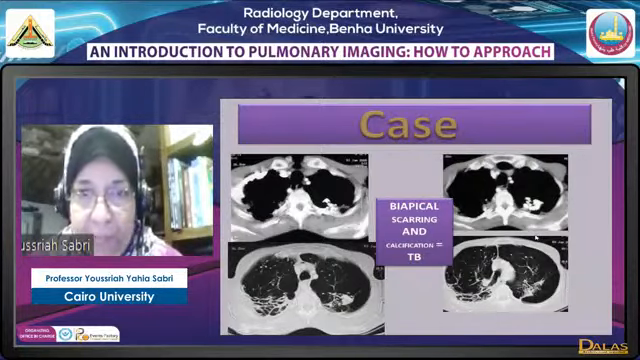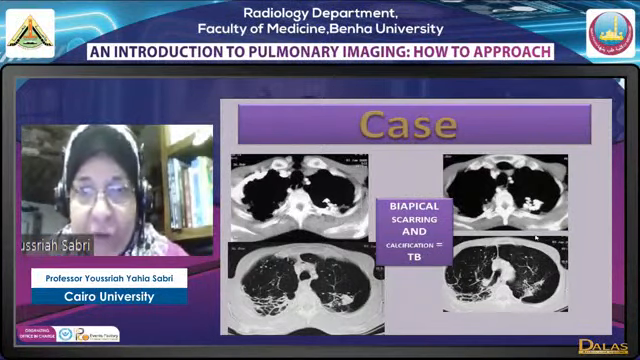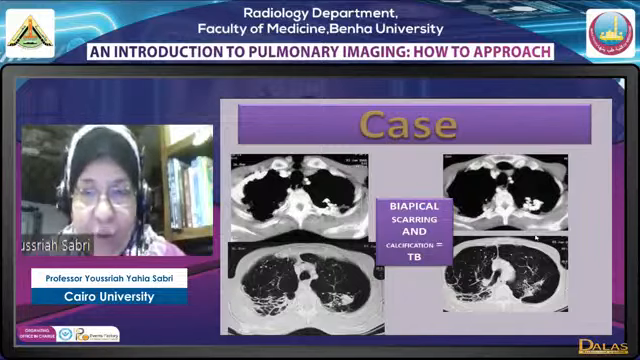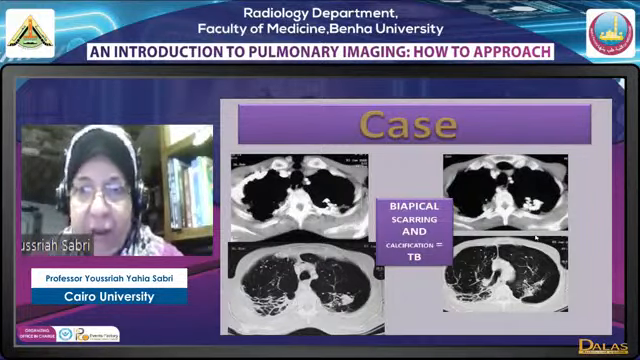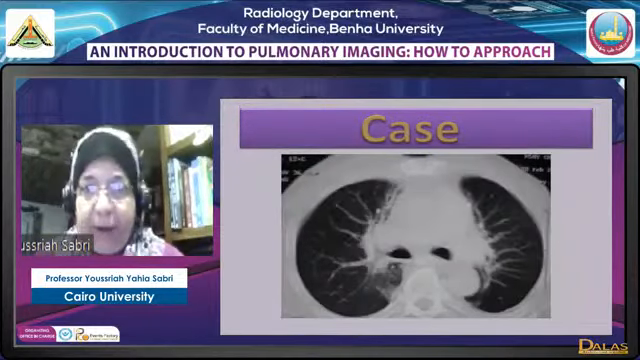Okay, we have seen miliary TB, we have seen bronchopneumonia of TB, we have seen the pulmonary Ghon focus, we have seen now fibrosis, okay, and effusion.